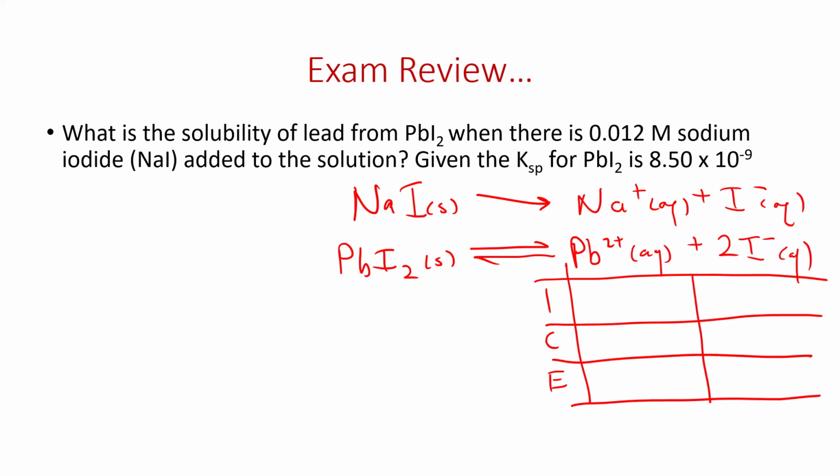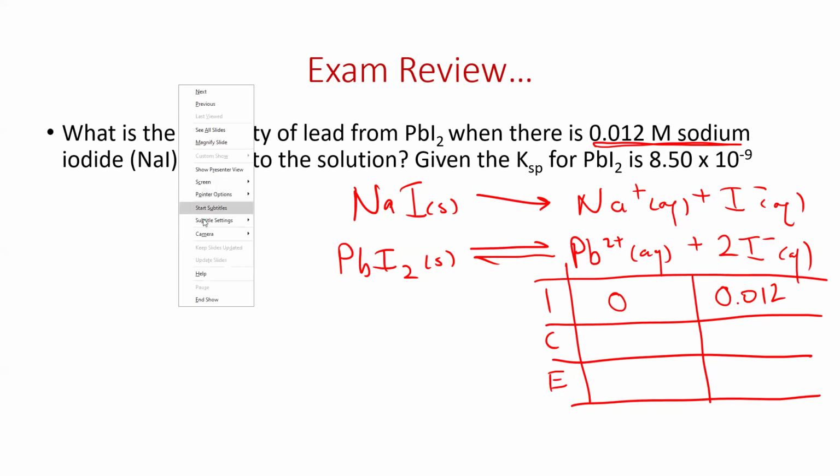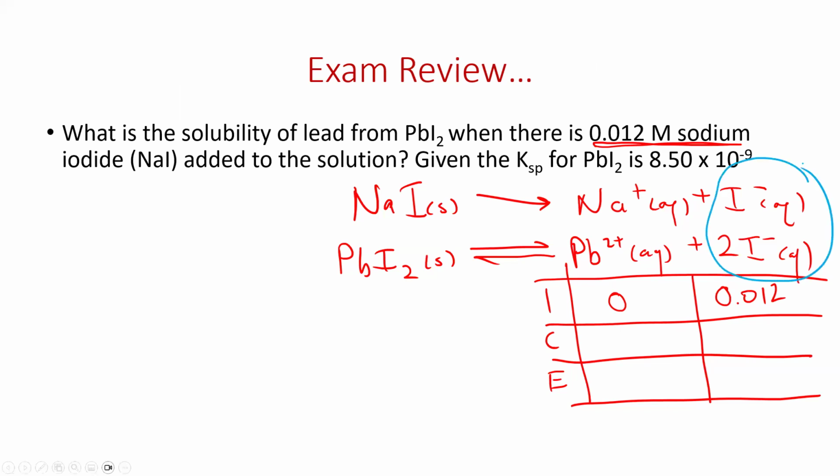Yeah, Matt. Yeah, right. Our initial concentration of iodide is from the sodium iodide. It's a strong electrolyte. It ionizes completely. So yeah, that concentration would be 0.012 molar iodide from the sodium iodide, right? Because we have a common ion present. And then what's our change going to be?